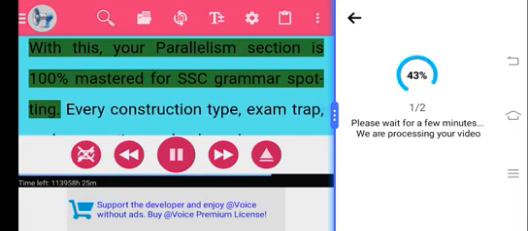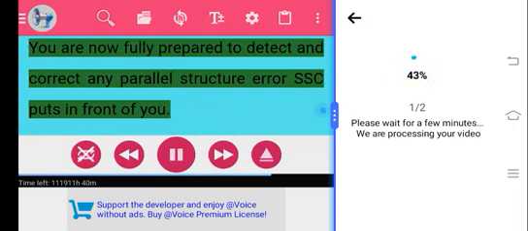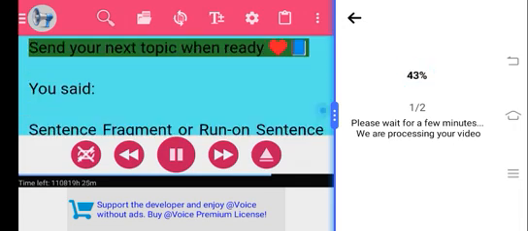With this, your parallelism section is 100% mastered for SSC grammar spotting. Every construction type, exam trap, and correction rule has been compressed into this single power-packed lecture. You are now fully prepared to detect and correct any parallel structure error SSC puts in front of you. Send your next topic when ready.